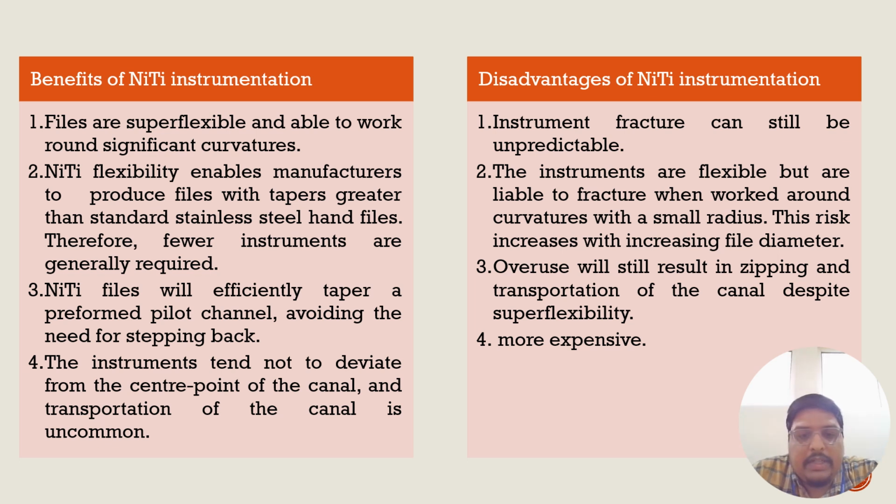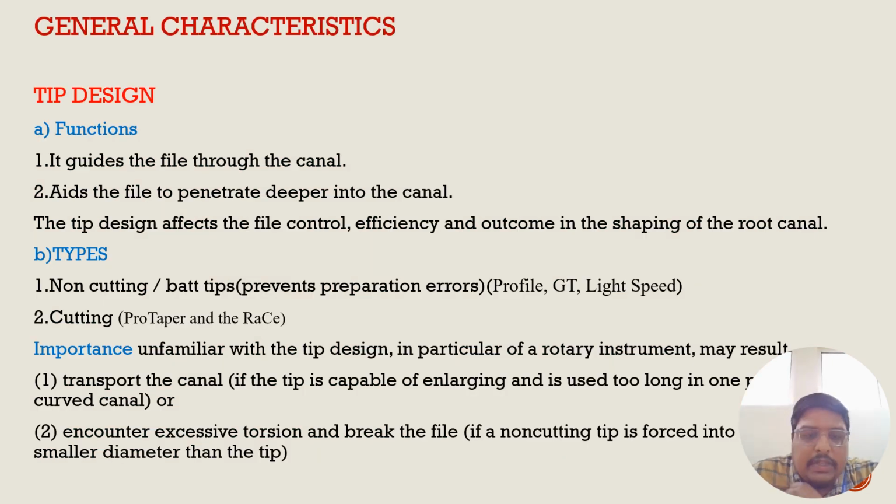Disadvantages of nickel titanium instrumentation: files are super flexible, able to work around significant curvature. Instrument fractures can still be unpredictable. Instruments are flexible but liable to fracture when working around curvature with a small radius. Risk increases with increasing file diameter. Overuse will still result in zipping and transportation. They are more expensive.